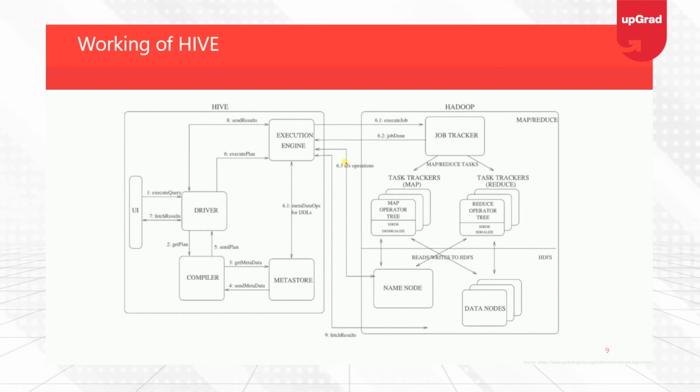So as a summary, we understood that it all starts from the UI. The request goes to the driver, which requests the metadata from the compiler, which fetches the metadata from the Metastore and then sends it back to the driver. The driver prepares the execution plan and sends it to the execution engine, and then the execution engine follows the MapReduce lifecycle to generate the expected output. I hope it is understood how Hive works.